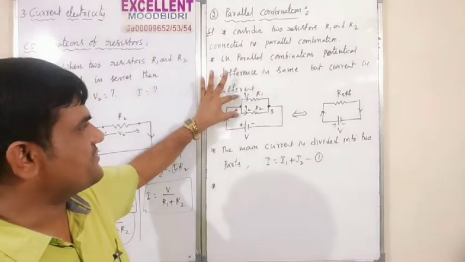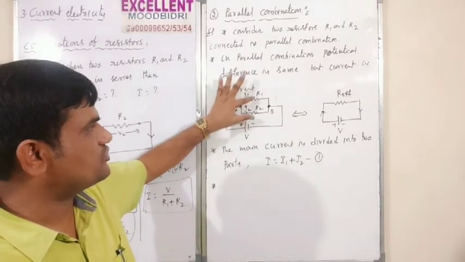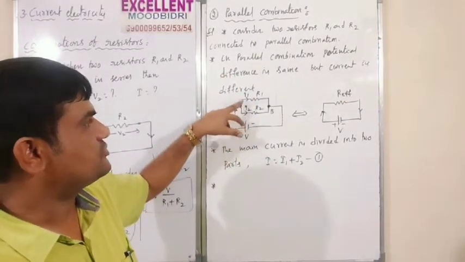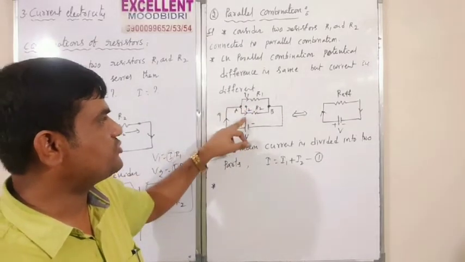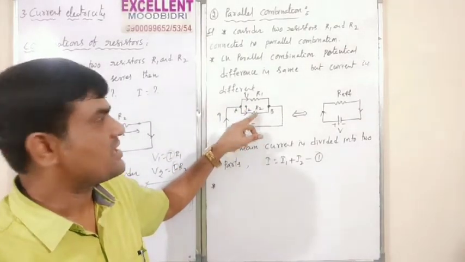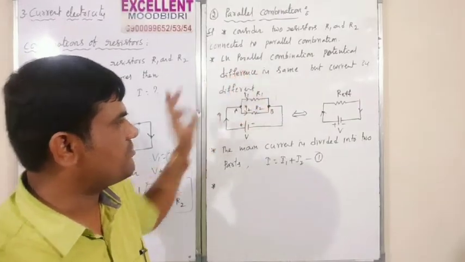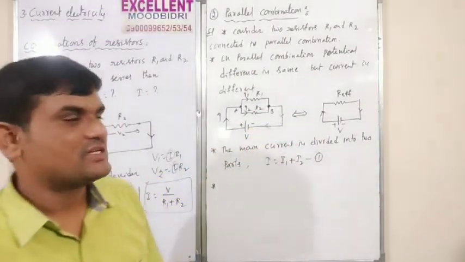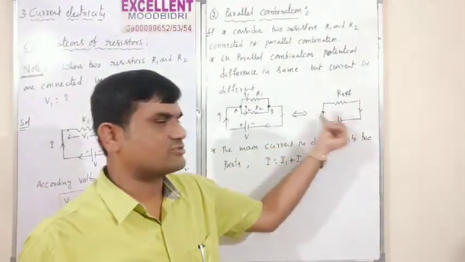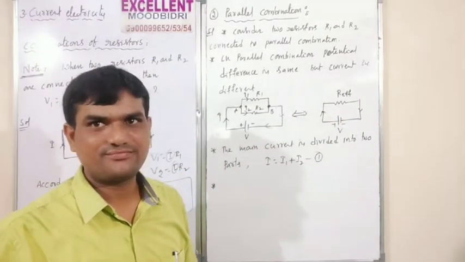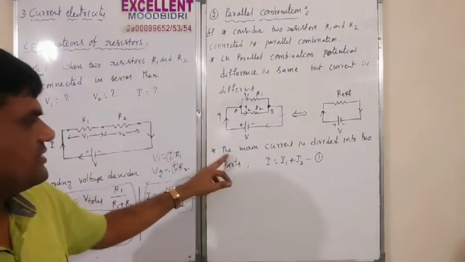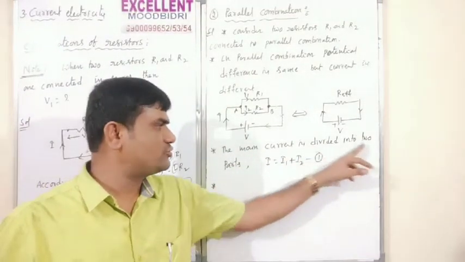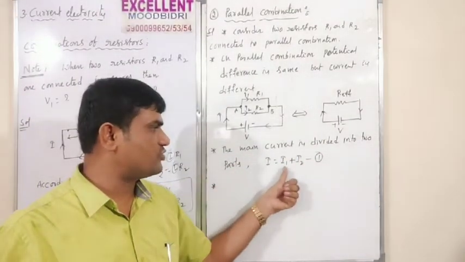So now you can observe the circuit diagram here. This is R1, this is R2, and I is the main current. I is divided into two parts, I1 and I2. I1 current passes through R1, I2 current passes through R2. Again at the junction here, they all combine, so again the same current flows through the circuit. The effective circuit we can draw like that itself. The main current is divided into two parts, that is I is equal to I1 plus I2.